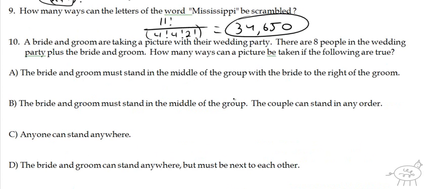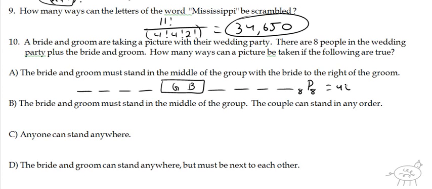Okay, the bride and the groom must stand in the middle of the group with the bride to the right of the groom. So here's the deal. I've got that. The bride is to the right of the groom. And they must stand in the middle. So do you guys agree that these 8 blanks around it, anybody can stand anywhere? So that means there are 8 to choose from, and that means it's 8p8. Okay? And the bride and the groom, they're in the middle, and they're in a fixed position, so that's why there's no additional work involved here. 8p8 is 40,320.